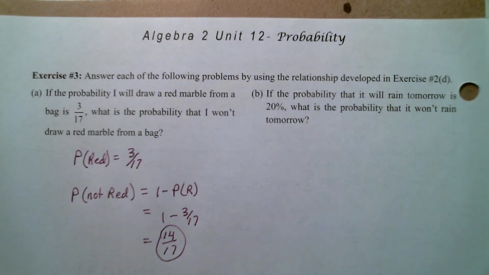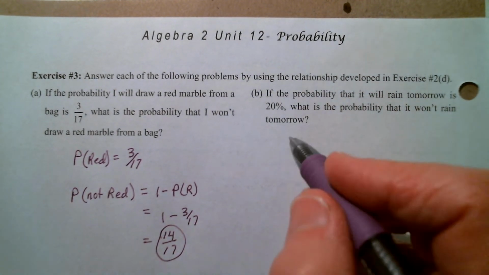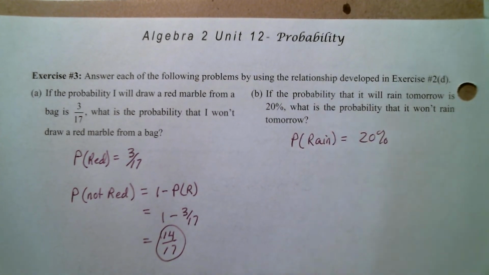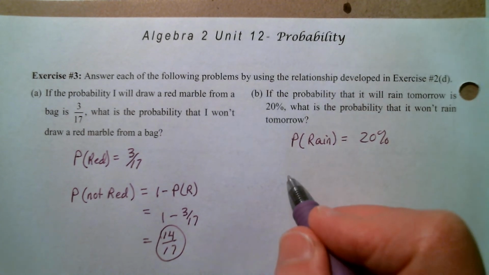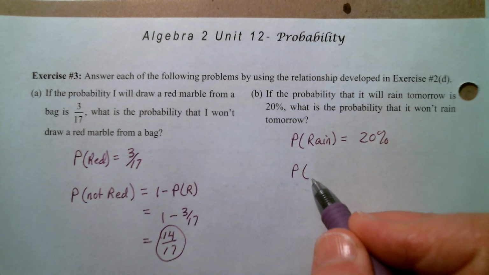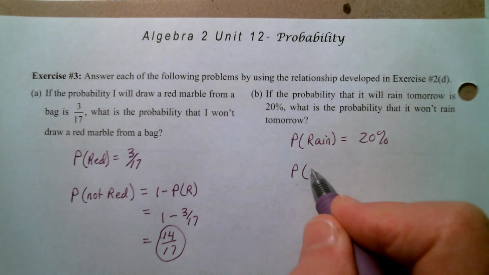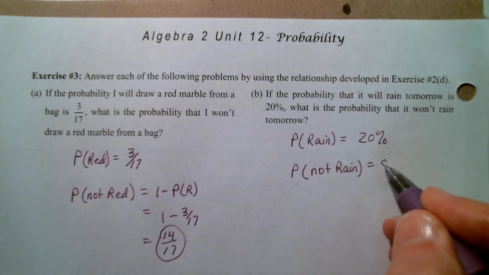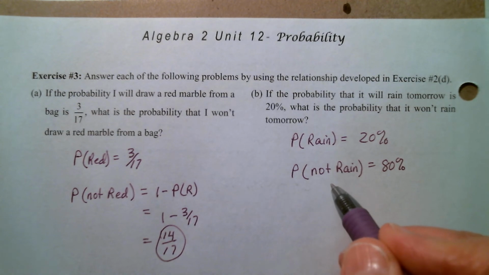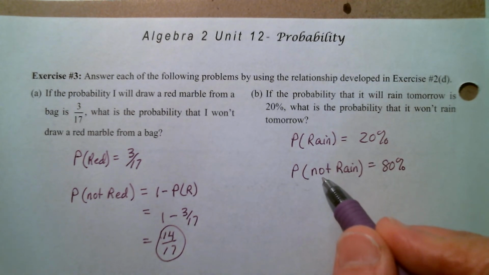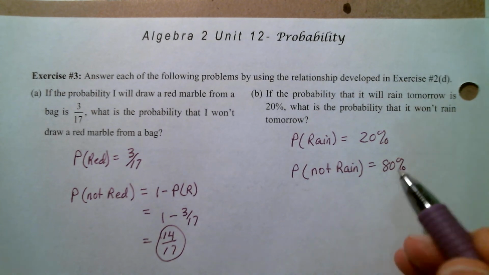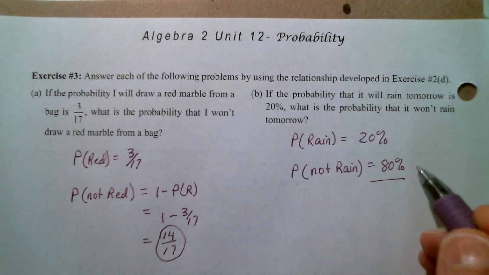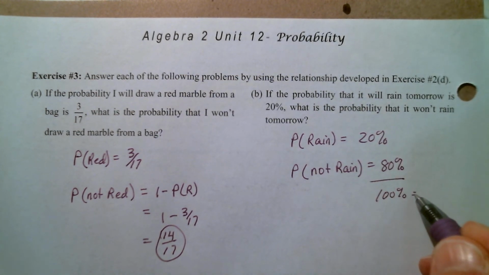If the probability that it will rain tomorrow is 20%, probability of rain equals 20%. What is the probability it won't rain tomorrow? I'm going to say not rain. We know it's going to be 80%. And these two, this is like rain and the complement of rain. They add up to 100%, which is equal to 1.